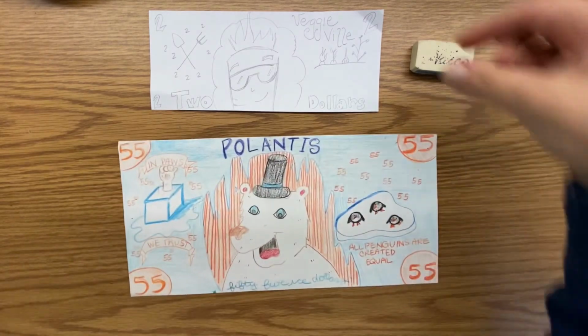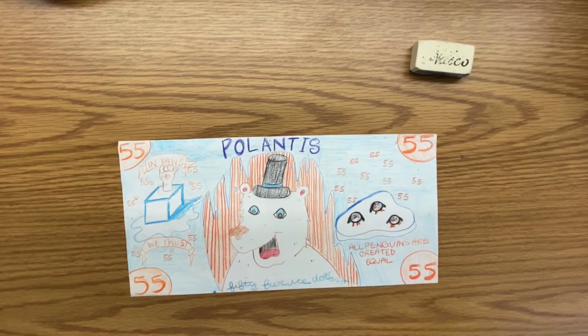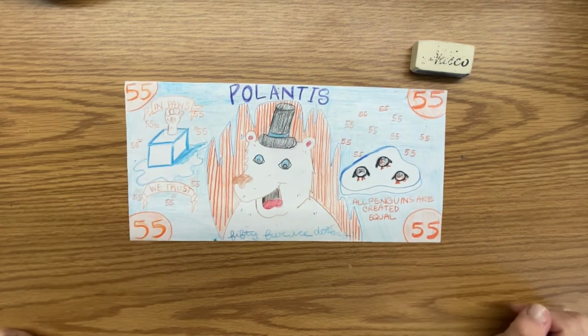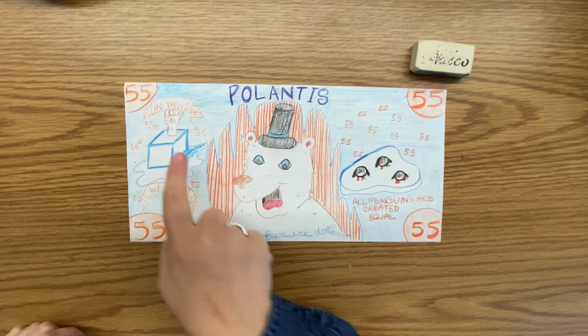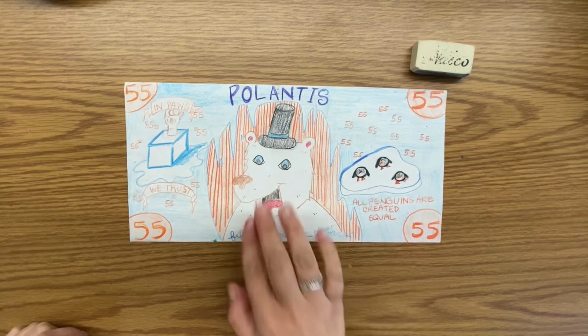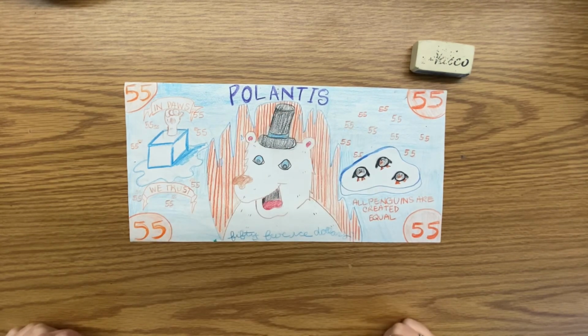This is just another example. This one is Polantis, with my polar bear president. My symbol is an ice cube. I have a little saying, and my landmark is an iceberg with penguins. Keep in mind that it does go with my theme.